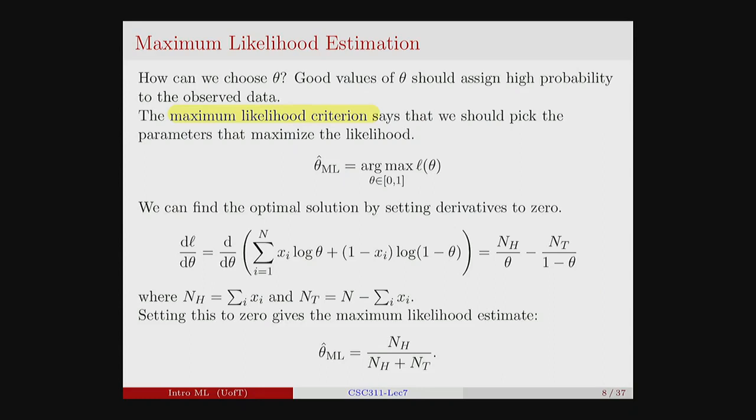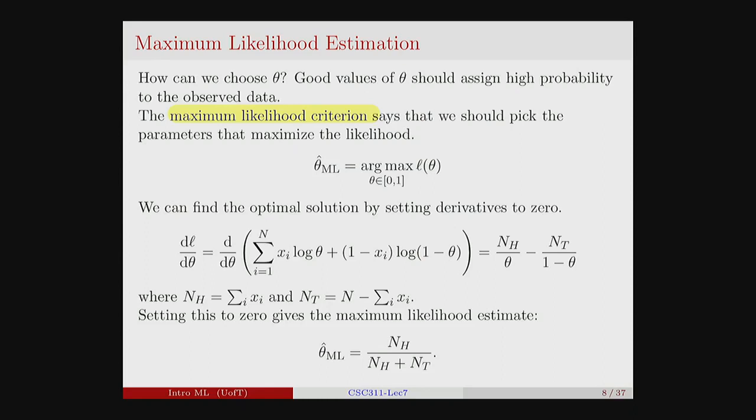Now we're going to set this to 0, and you get the maximum likelihood estimate, which is called theta hat ML. The form of the maximum likelihood estimate is very simple. It says look at the number of heads in your data set and divide that by the total number of data points, which is the number of heads plus tails. So it's saying nothing more than that the maximum likelihood estimate for your parameter theta for this coin flip is the fraction of times that you saw heads.